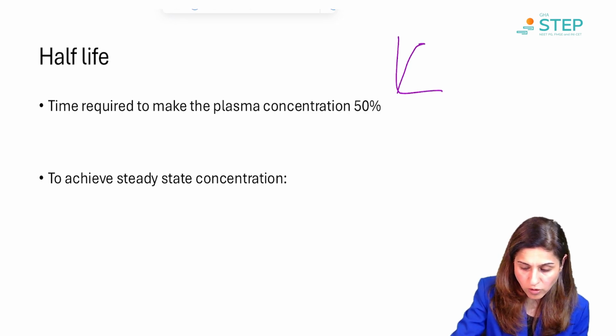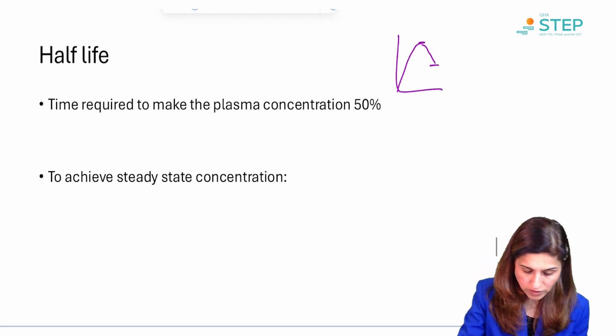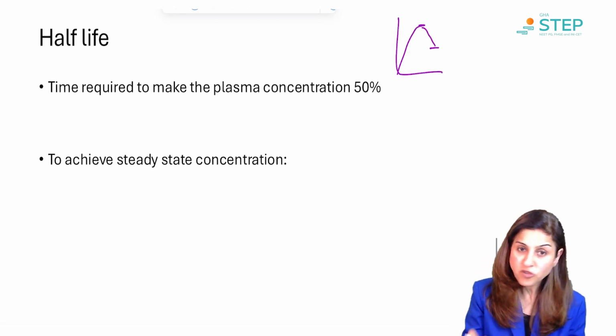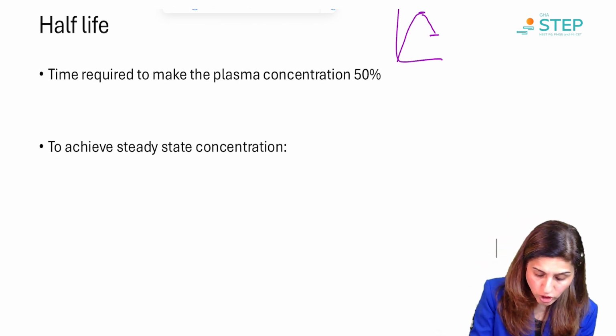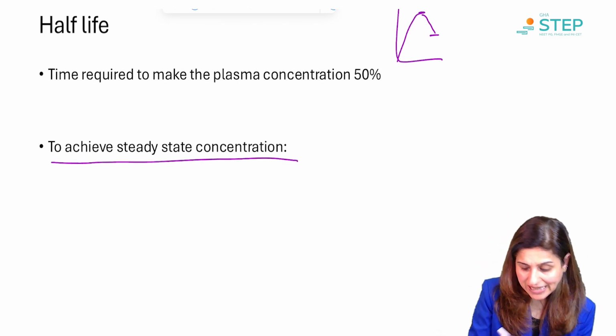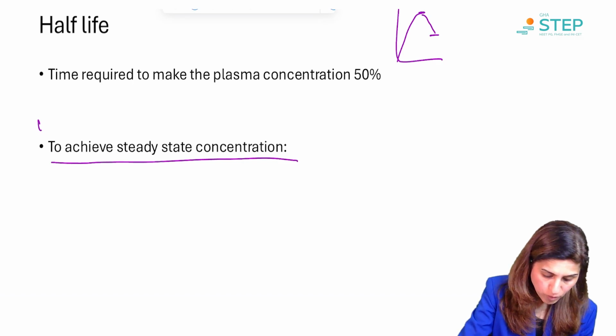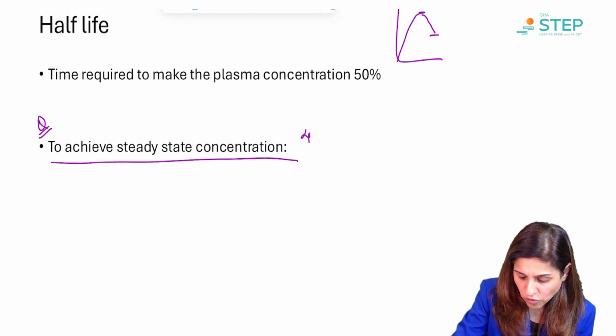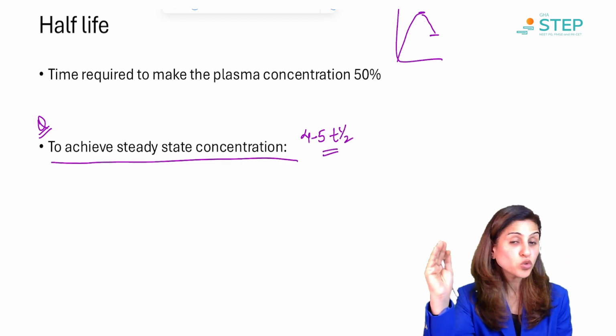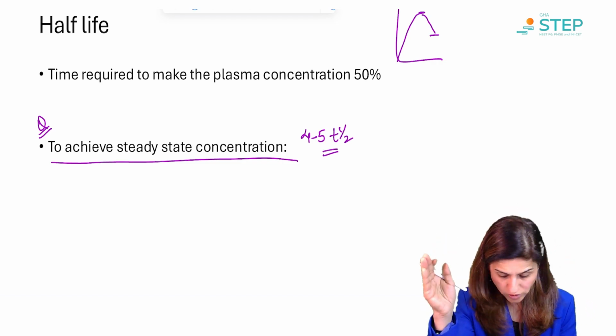So this is a concentration here, so the 50% would be here. Somewhat, this is the half-life of the drug. And the formula I've told you is important. Sometimes we have to apply that formula. Now, to achieve a steady state concentration, and this is an important question, how many half-lives are required? About 4 to 5 half-lives are required by a drug to reach its steady state concentration, right?